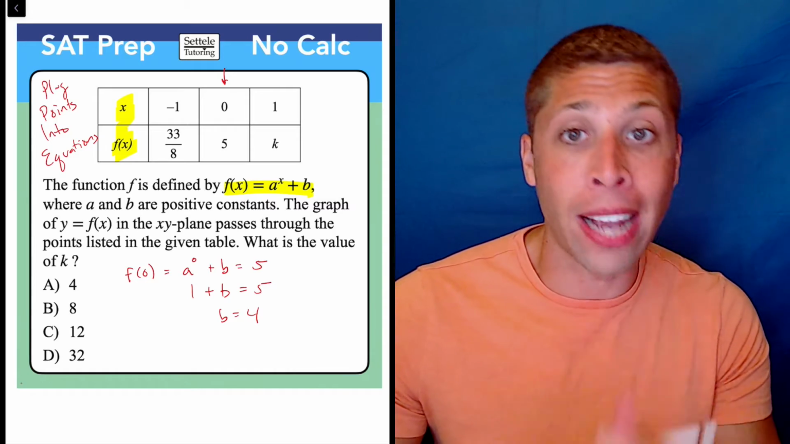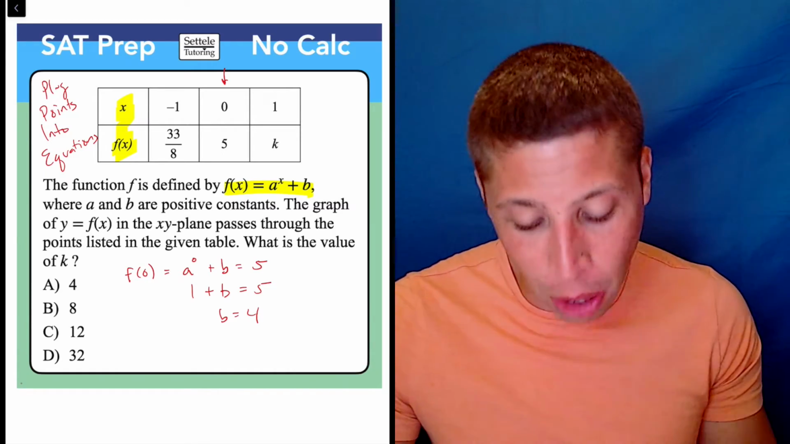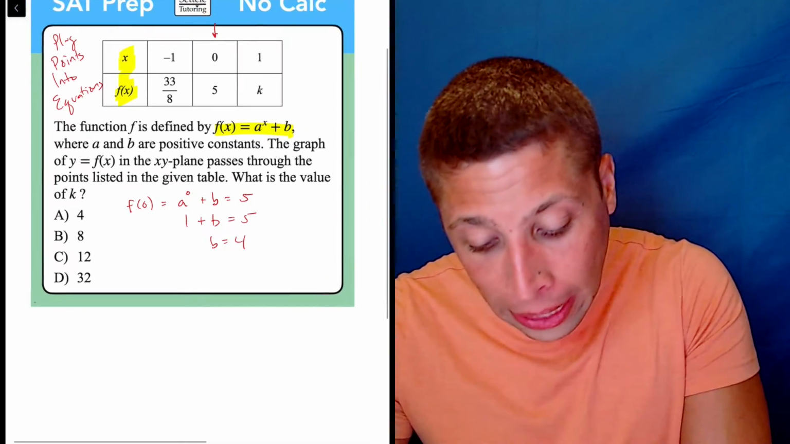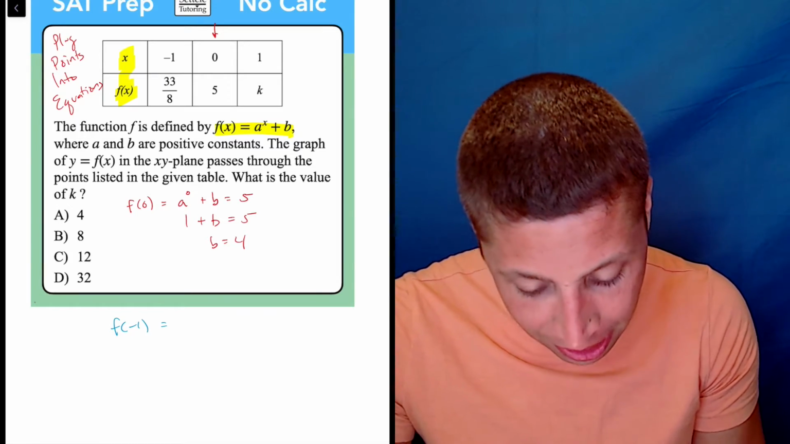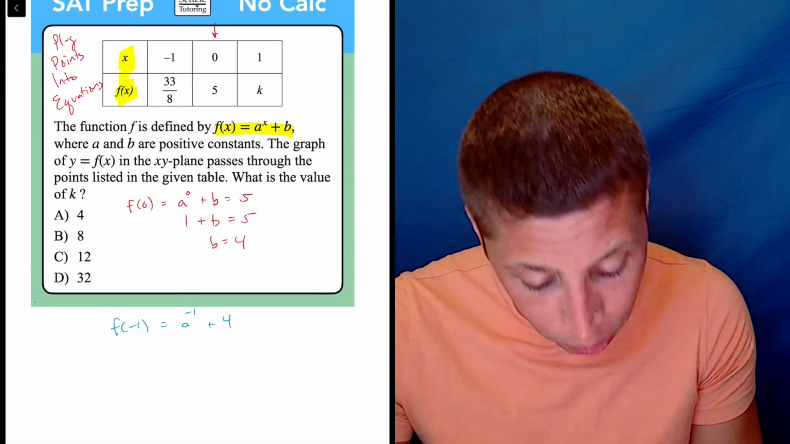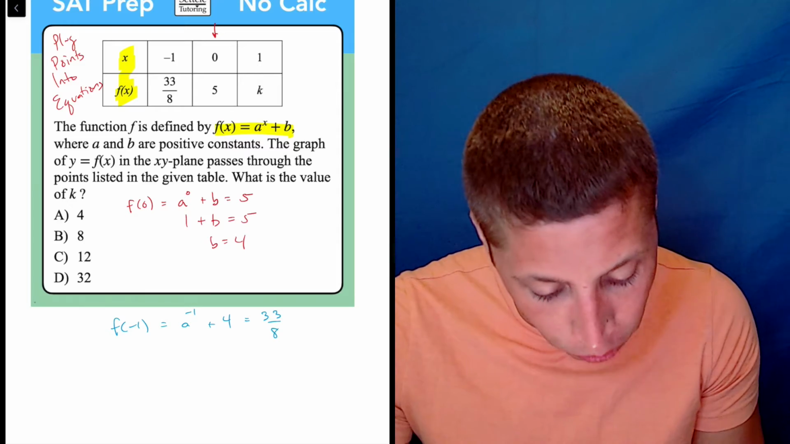Now I'd love to go to x equals 1, but that's not going to help me because the k is part of that. So I do need to go instead to the -1 and see what that's going to do. And that will require a little bit of extra knowledge about how exponents work. So f of -1 is equal to a to the -1 plus b, which is now 4. We just learned that, and that is equal to 33 over 8.